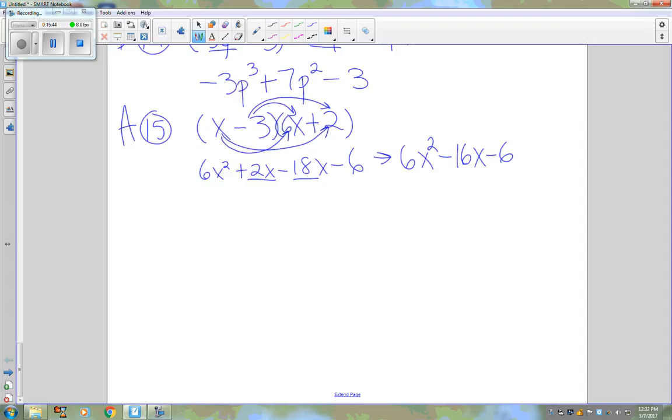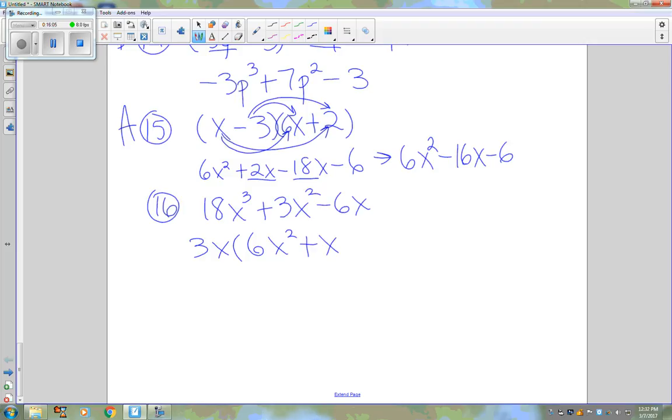Okay, 16 is factoring completely. Anytime you see the word completely when it's asking to factor, that's a hint that you probably have a greatest common factor. And you do here, it's 3x. 18x cubed divided by 3x is 6x squared. 3x squared divided by 3x is x. Negative 6x divided by 3x is negative 2.